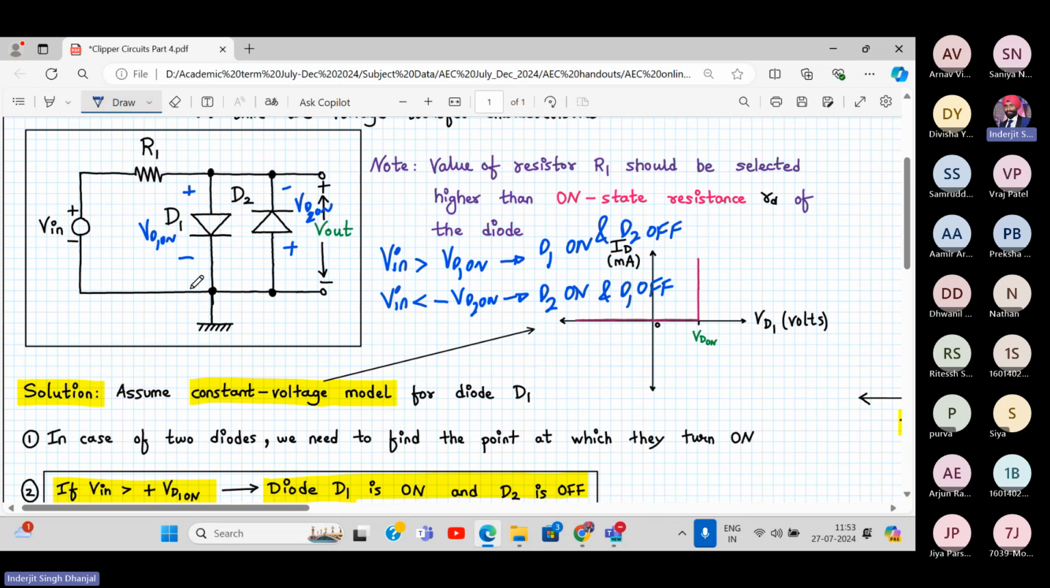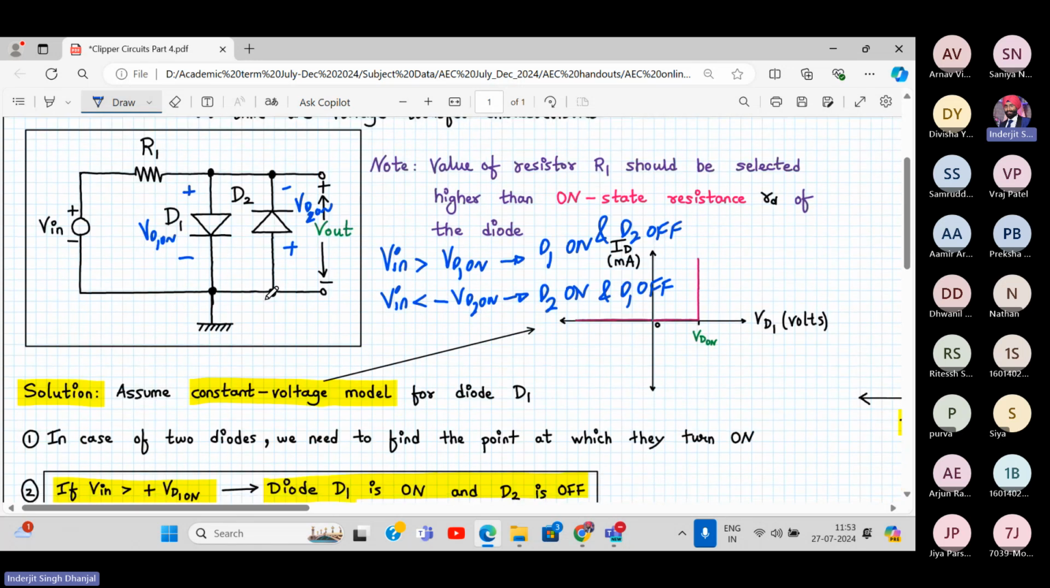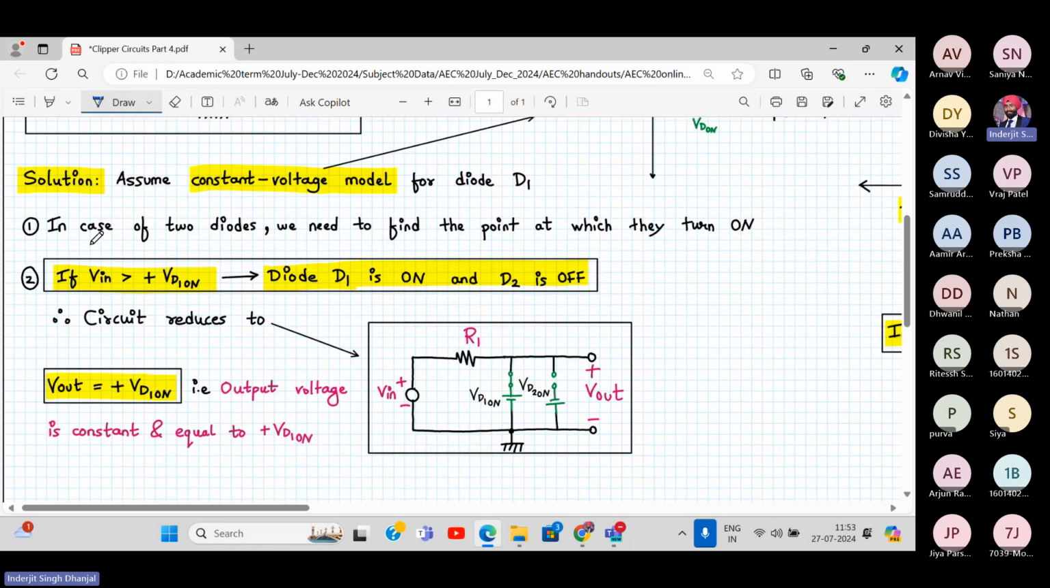Did you all understand why I have written it this way? Because individually I know how the diode turns on. For D1, if Vin is greater than VD1 on, let's say VD1 on is 0.7 and this is minus 0.7 VD2 on. Whenever Vin is greater than 0.7 volt, my diode D1 will be on, and whenever my input is less than minus 0.7, my diode D2 will be on. When one diode is on, the other will be off. In the case of two diodes, we need to find the point at which they turn on.